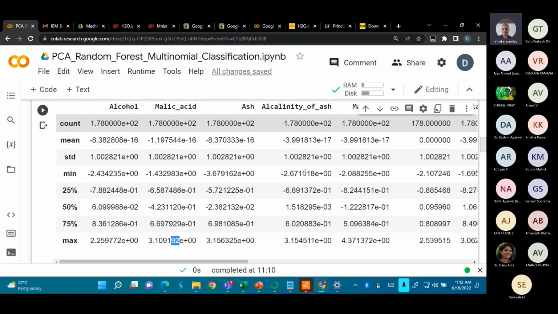What will be lost if we do the 0, 1 versus the standard scalar? What information are we going to lose? Maybe the number variability itself, because if I see alcohol level it is around 178 or something like that, whereas if I do that in a min max, between 0 and 1, there are certain characteristics which may be lost.